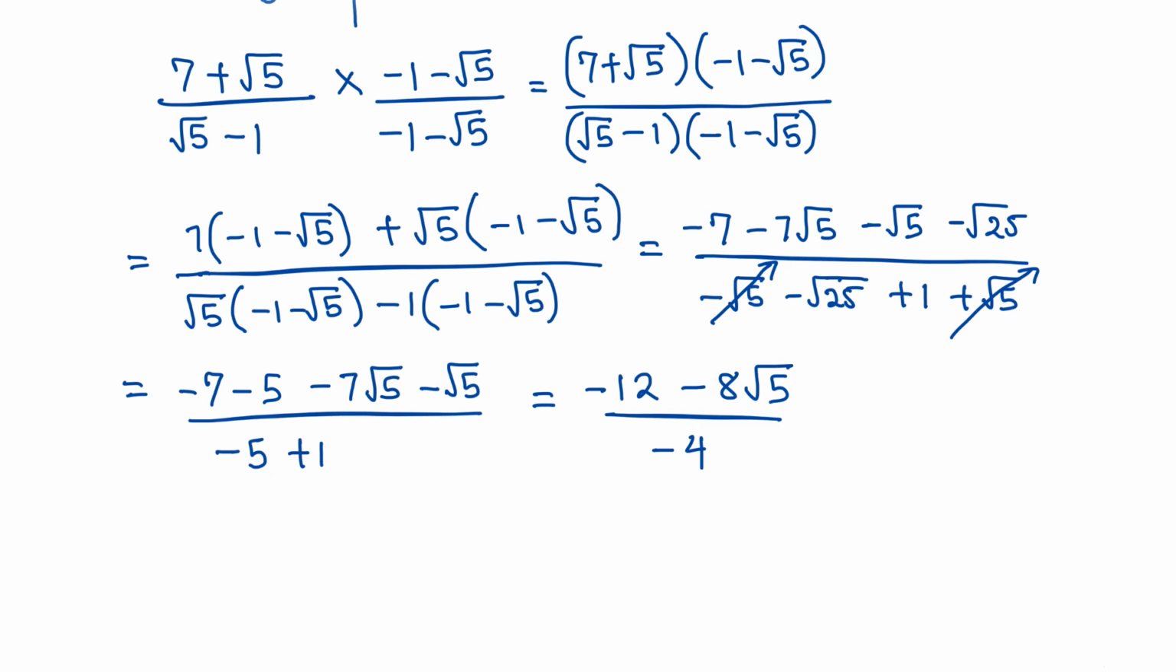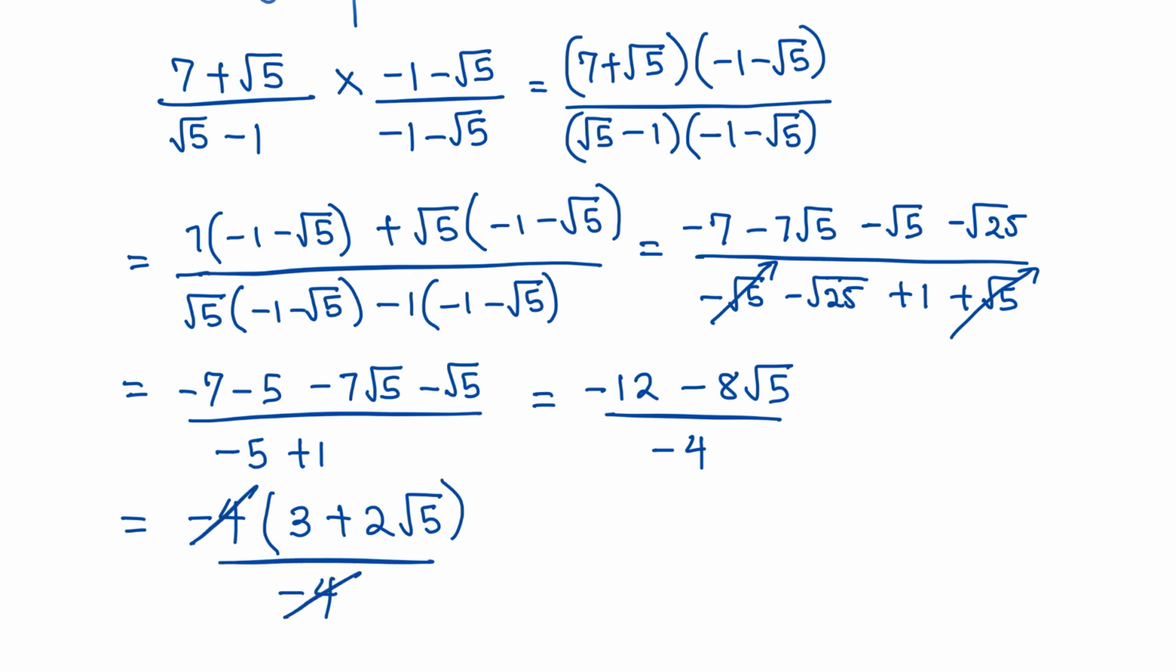At this point, we can factorize. And one easy factor that we can see is minus 4. So if we bring out the minus 4, we'll have 3 plus 2 root 5 all over minus 4. And when the denominator and the numerator cancel each other out, our final answer would be 3 plus 2 root 5.